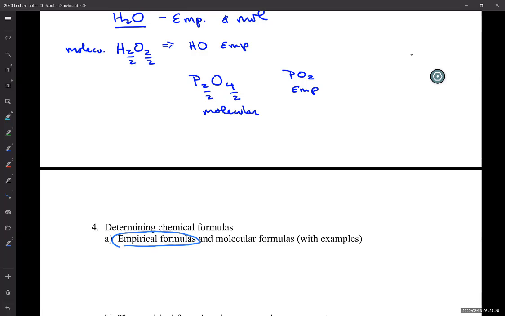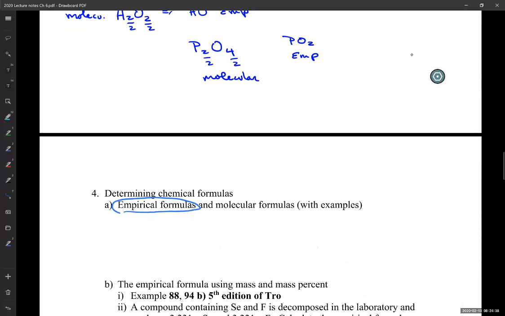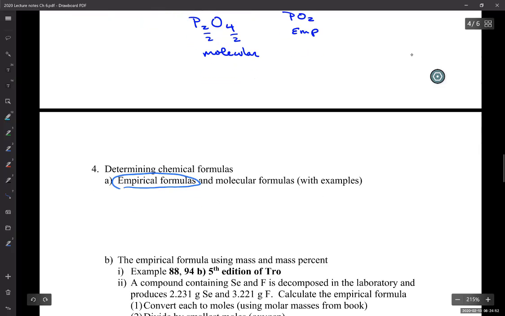So what we're going to do is see how to find both the empirical and molecular formula from data, like from experimental numbers, okay? And I'll try to explain it like this. What we do is what's called elemental analysis, and we figure out what the mass of each element in a compound is. So I'll give you an example.